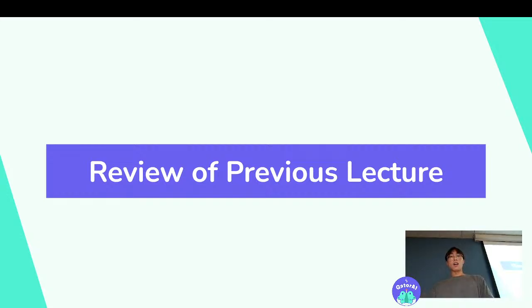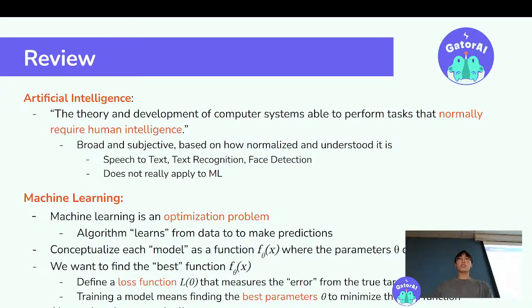All right. So, review of the previous lecture. Essentially, what we were talking about is the overview of what is artificial intelligence, what is machine learning, and how it gets used. So we defined machine learning very broadly as the theory and development of computer systems that mimic or do tasks that require human intelligence. So obviously this is a very broad and subjective definition.